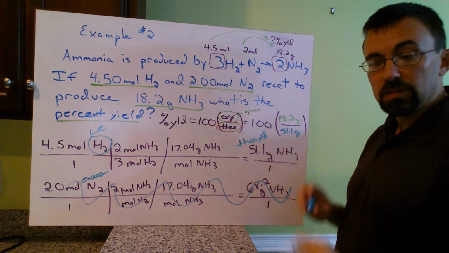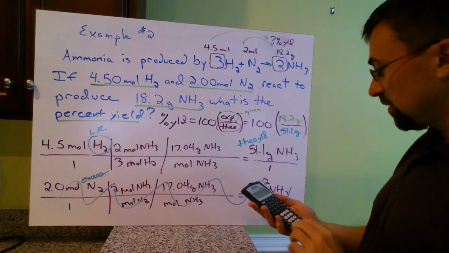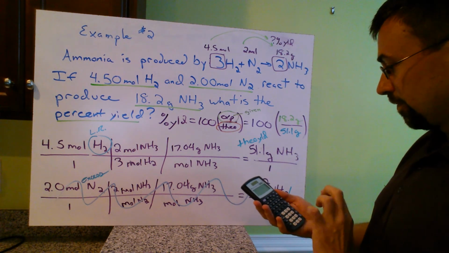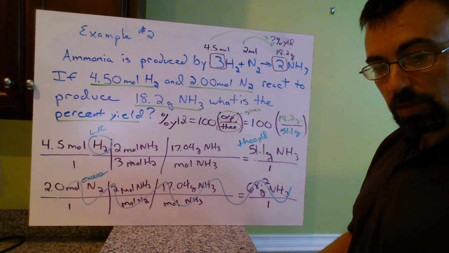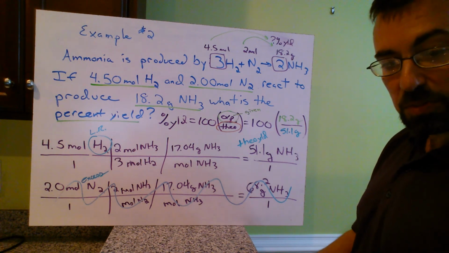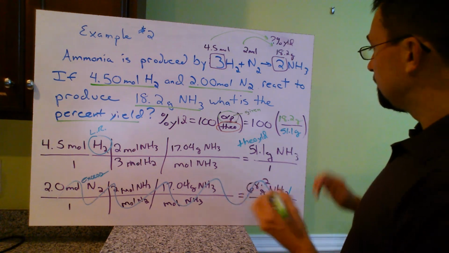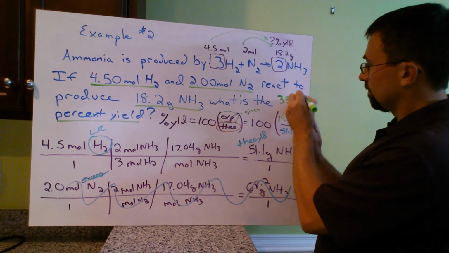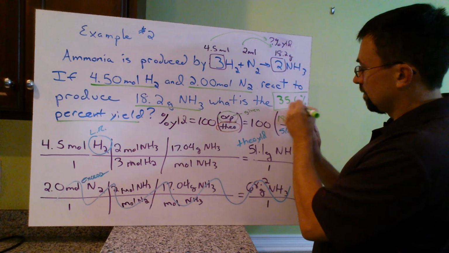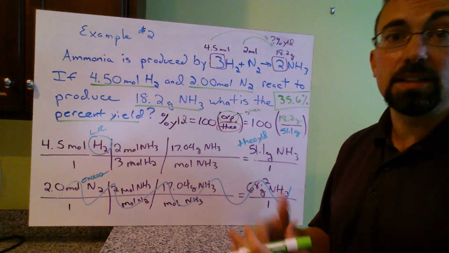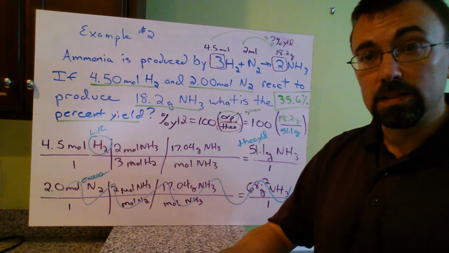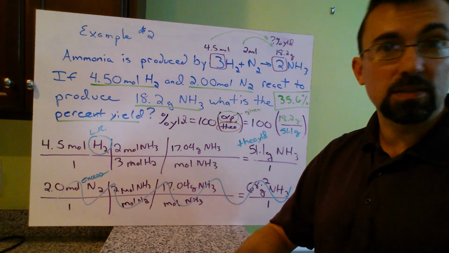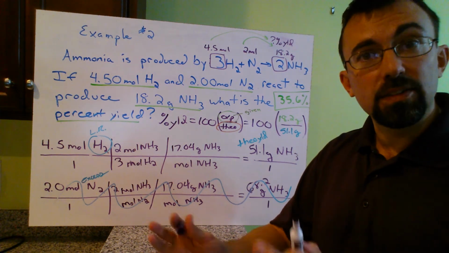Take our 18 over the 51 times 100, and that should be like 30%-ish. And I get 35.6, so clearly not 31-ish, but we're close enough. And that's a reasonable percentage. Anything really between 100 and 0. There are reactions where 1% is wonderful. There's reactions where 99% is okay. And you'd have everything in between.